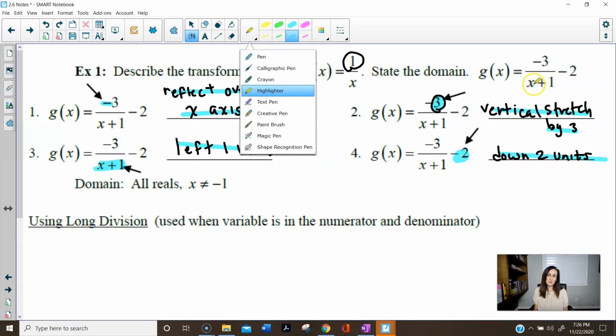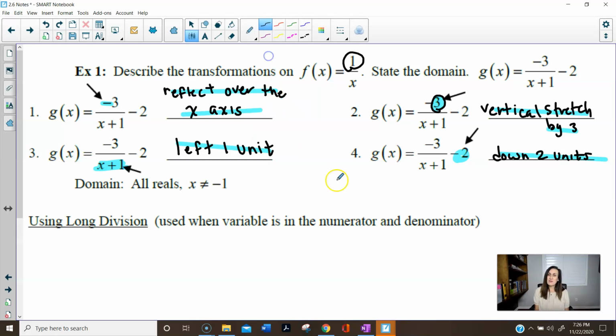Well, if you look at here, if I put a negative 1 in, negative 1 plus 1 is 0. So I have to have a vertical asymptote at negative 1. So the domain is going to go from negative infinity. Oh, and it's right here. Domain is all real numbers except for negative 1. So negative infinity to negative 1 and negative 1 to infinity, if you want to write it in interval notation.